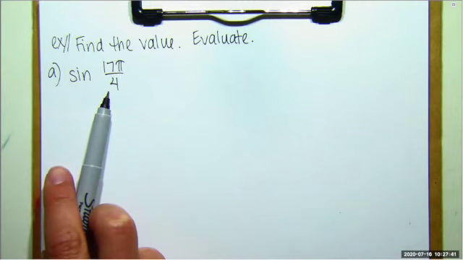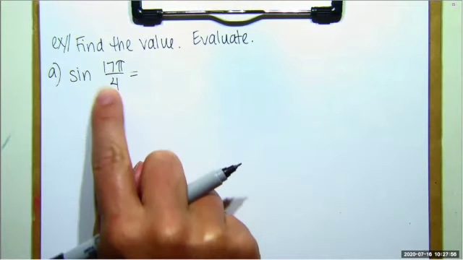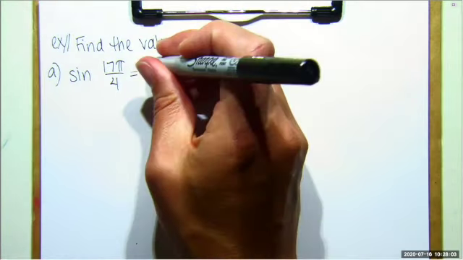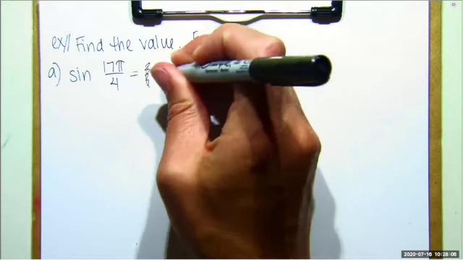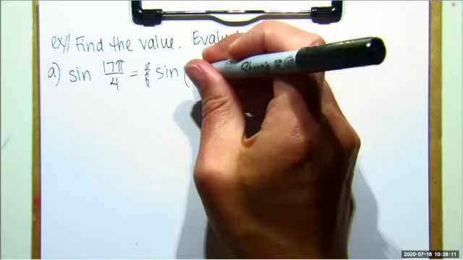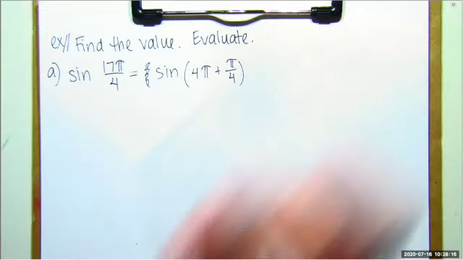So what I'm going to do is use the periodic properties, and pull off multiples of 2 pi to simplify. What we know is that every time we go around 2 pi, we come back to where we started. So I want to think about doing the division here: 17 divided by 4 is 4 1/4. So I'm going to write this as sine of 4 pi plus 1/4 pi, so pi over 4.